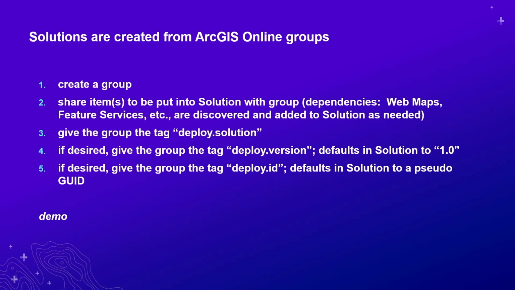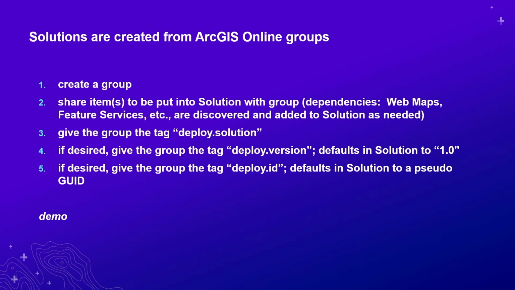So, for example, a web mapping application has a web map that it can refer to, and the web map may refer to feature services. If you don't include them, the solution creation process will pull those in automatically. We give the group a tag called deploy.solution. This is helpful for us to tell the difference between regular groups and groups that are solution source groups. We're creating an app that will make it easy for you and your organization to create solutions, and this will help with that experience.